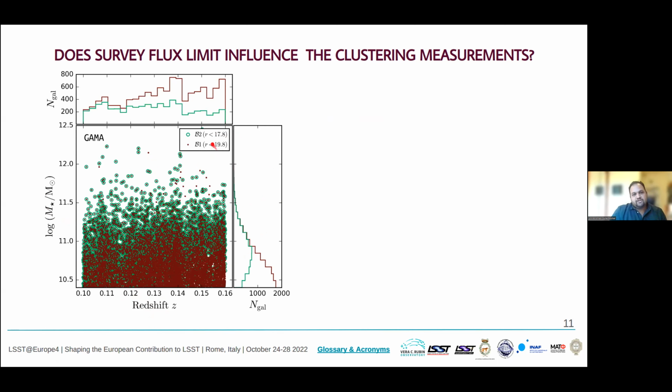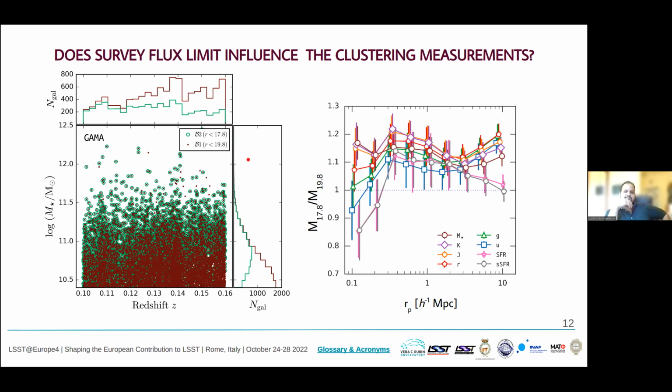So when we impose a flux limit of 17.8, which is a brighter cut, then we lose many galaxies. If you compare this red and green plots, you can see that the imposed flux limit took away a lot of galaxies, almost half of them. And this is the comparison of whether this affected the clustering signal.